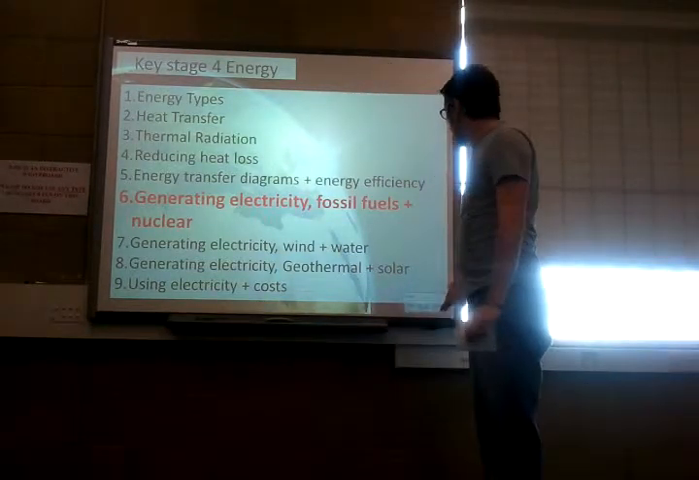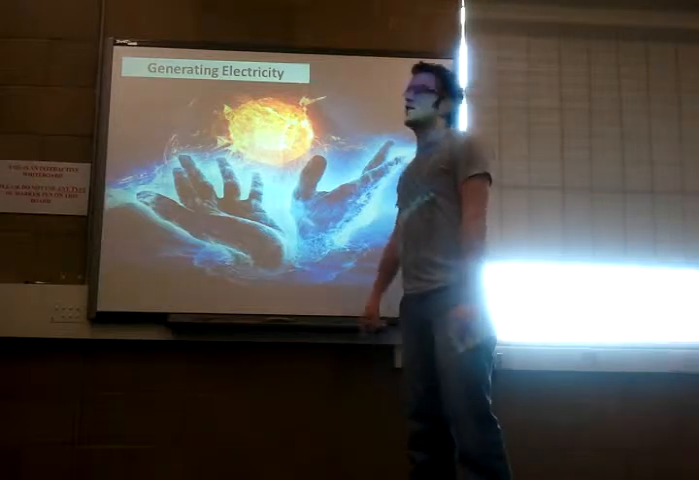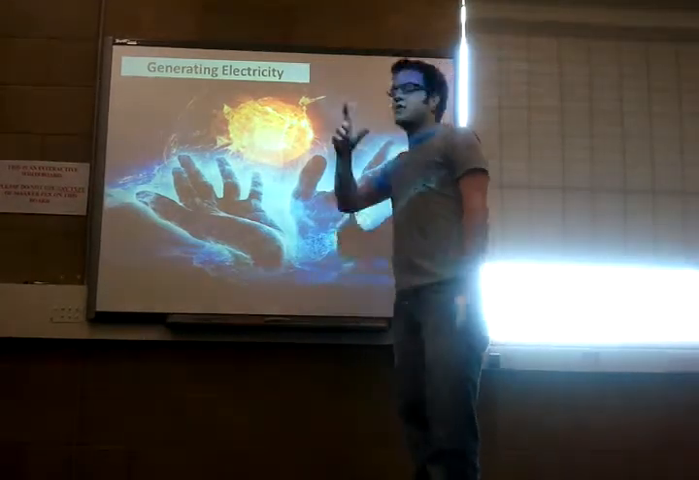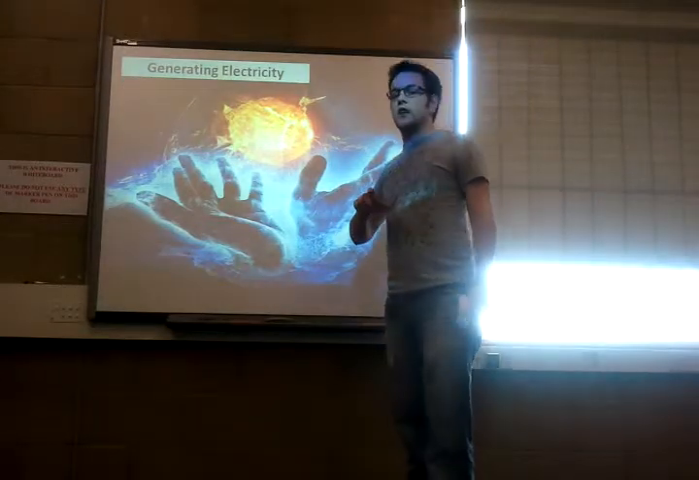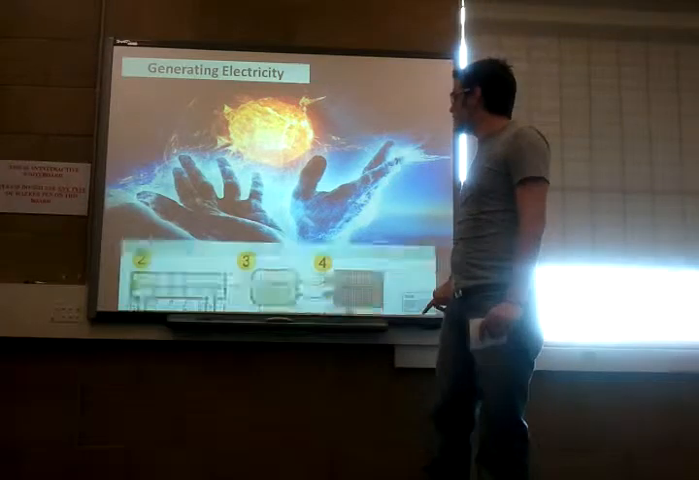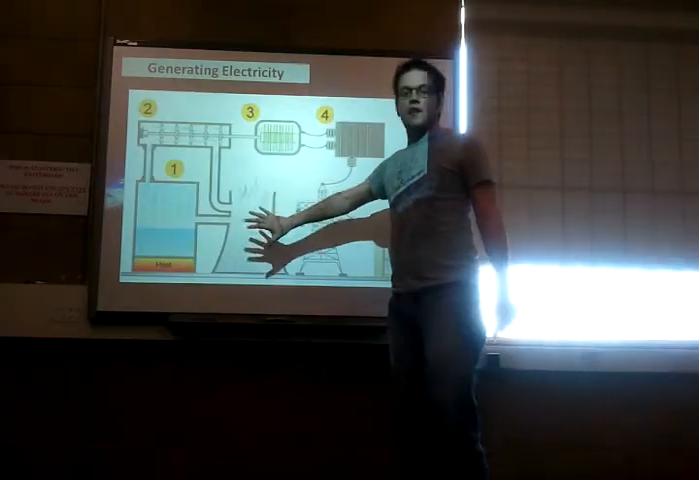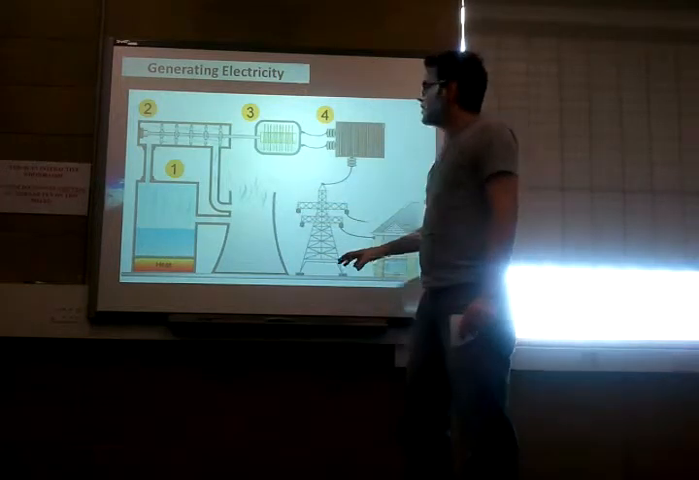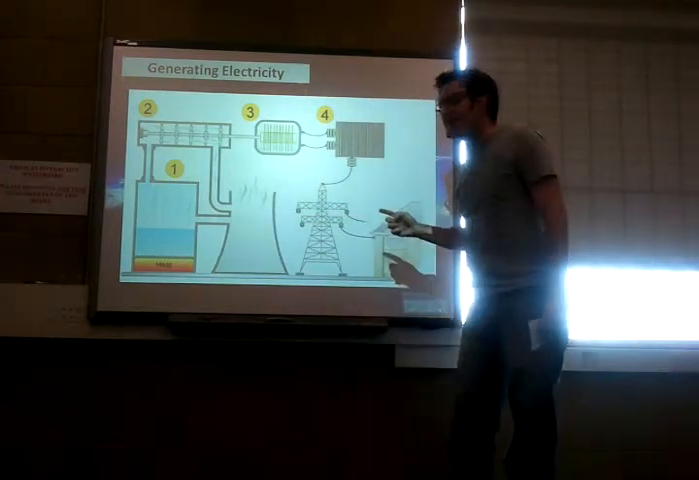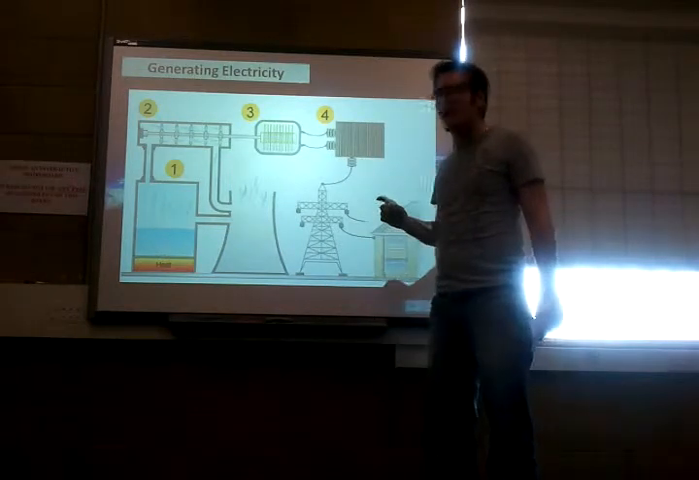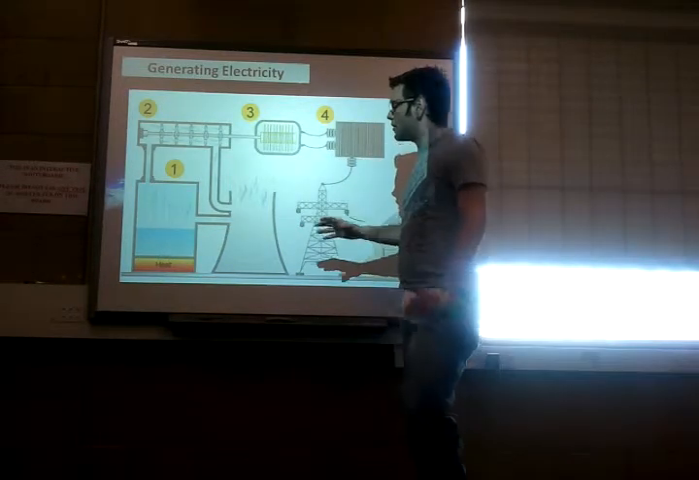So let's start off looking at generating electricity. Exactly how is electricity generated? This is just in terms of fossil fuels and in terms of nuclear as well. What we're going to do first off is look at a general idea of how a fossil fuel run power plant works. You may remember this diagram from key stage 3. It was a brief introduction, so we'll have a quick recap of the ins and outs of how it works.